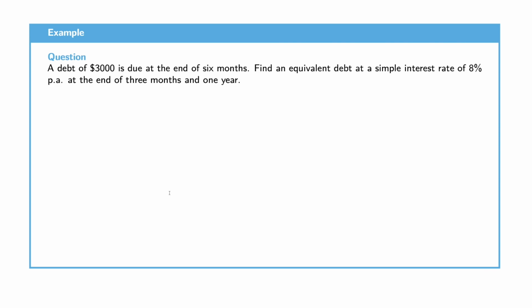Let's have a look at this in the context of an example. A debt of $3,000 is due at the end of 6 months. So we're standing at time 0, and now we're 6 months into the future. We've got a debt due of $3,000. Find an equivalent debt at a simple interest rate of 8% per annum at the end of 3 months and at the end of 1 year.